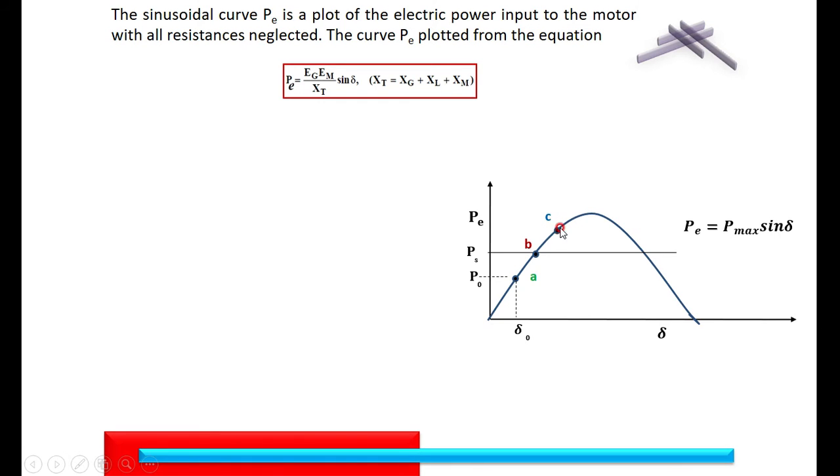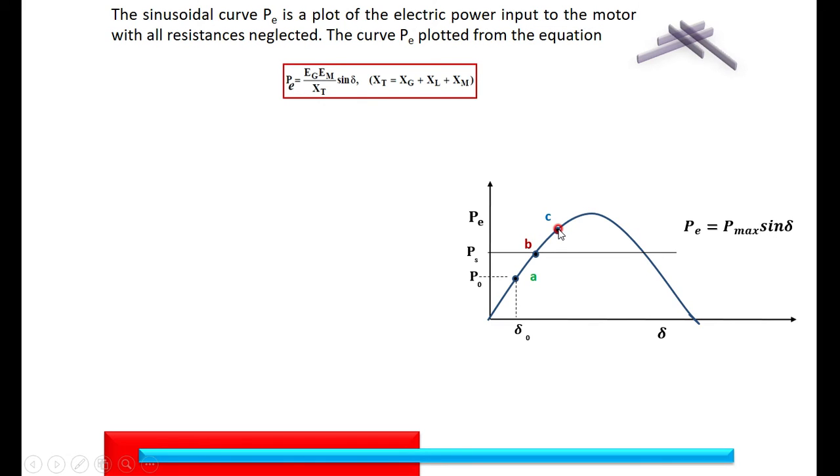Now, considering point C, the electrical input is greater than the mechanical output. Therefore, there is an acceleration. Because of the acceleration, the angle delta has to be decreased. Then the operating point once again shifts from C towards B. Now, angle delta goes on decreasing. However, when it is moving from C to B, the electrical input is greater. Therefore, the speed still goes on increasing.